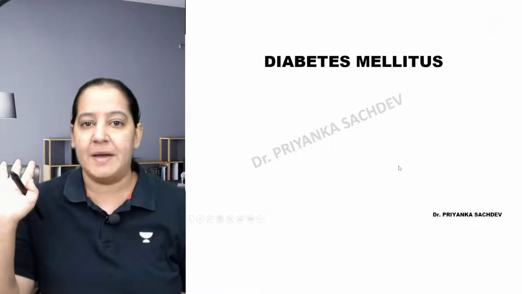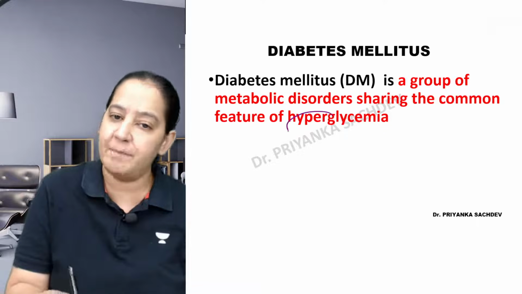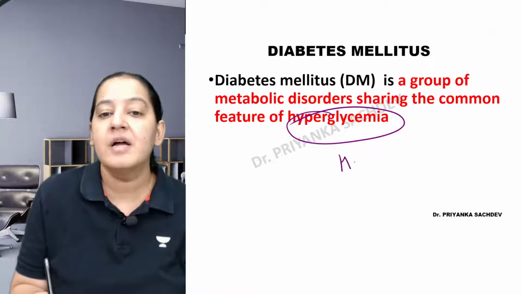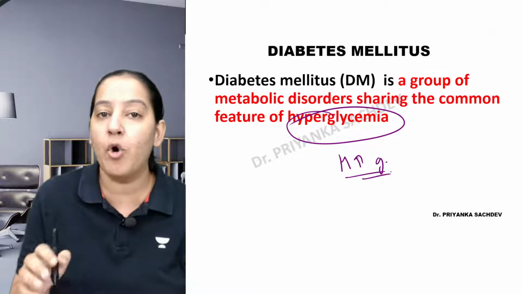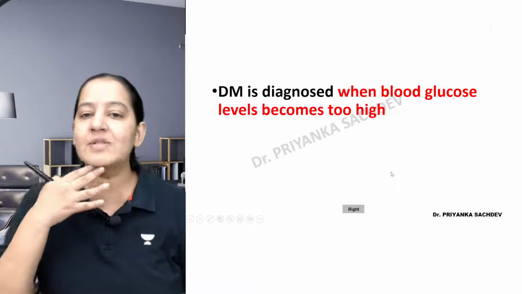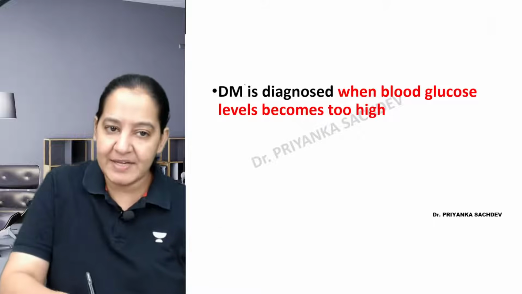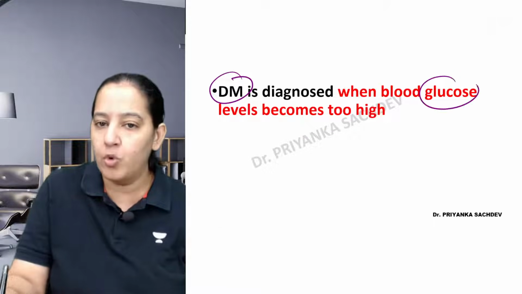Now what happens in diabetes? Diabetes is a disorder in which the patient has hyperglycemia. What is hyperglycemia? More blood glucose. Why will the glucose level be raised? Diabetes is a disorder in which the blood glucose is high.